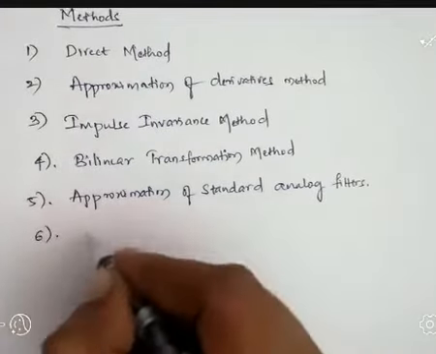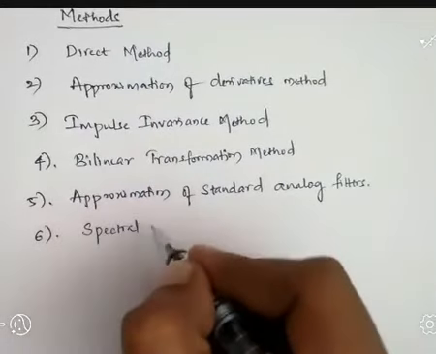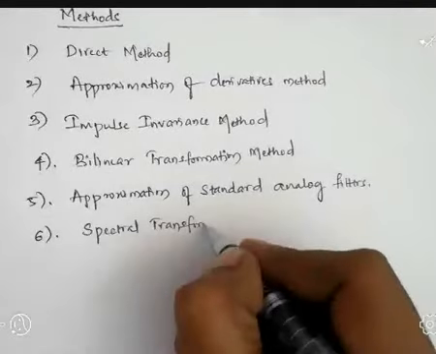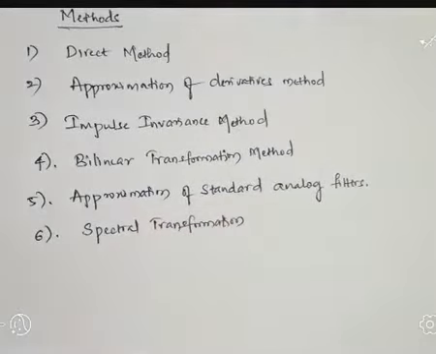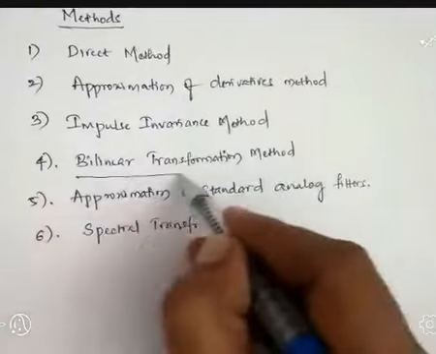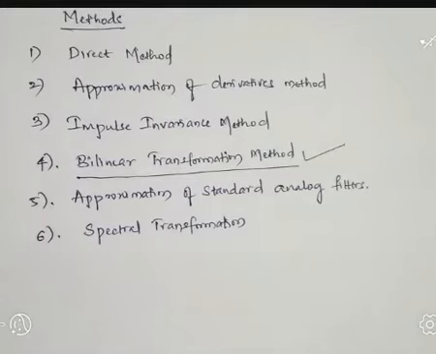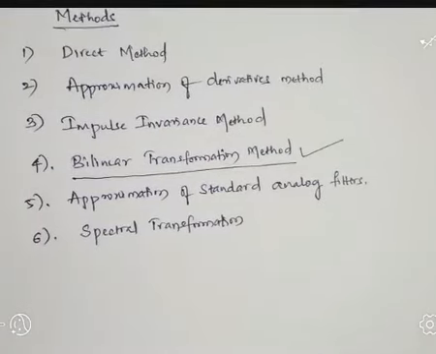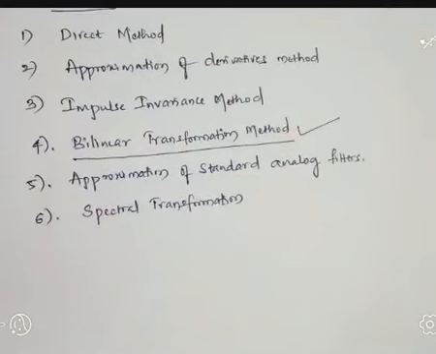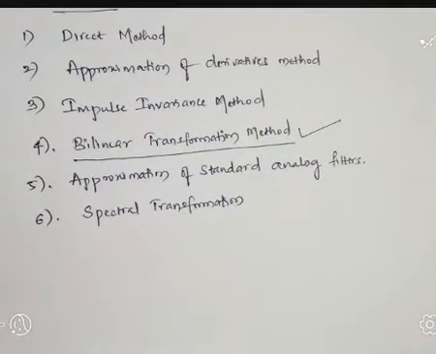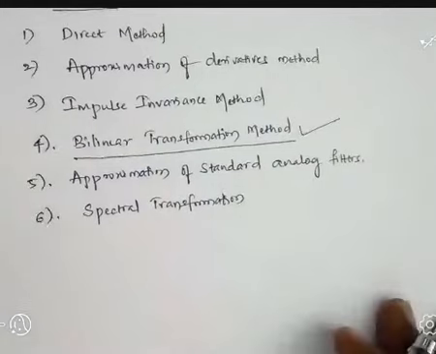The next one is spectral transformation. So these methods we are going to discuss, but out of all these six methods, mainly we are giving the concentration on the bilinear transformation method. Before that, first we will discuss the infinite impulse response filter format, nothing but the IIR filter format. Then we'll discuss how to solve the examples.